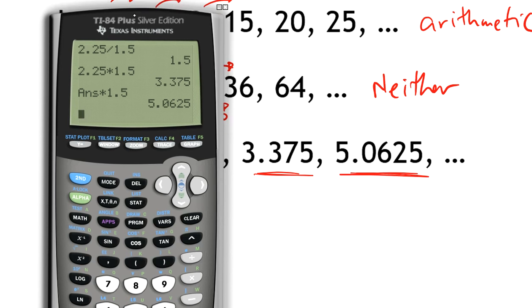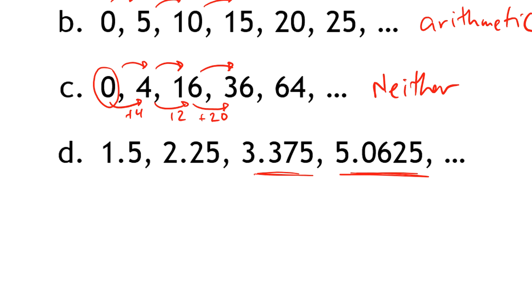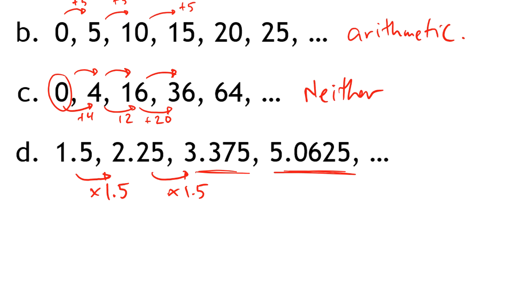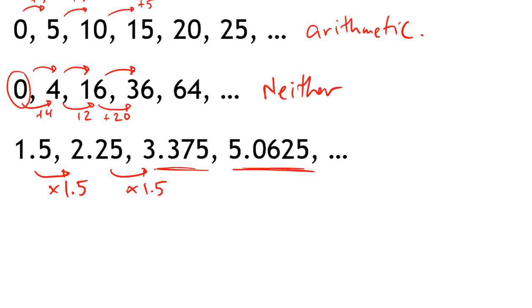So I am most definitely multiplying by 1.5 as I move forward. So this is times 1.5 and then times 1.5. So my generator here is multiplication by 1.5. And because I'm repeatedly multiplying by that 1.5, I know this is geometric also.